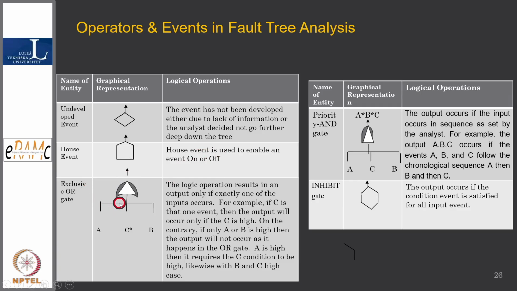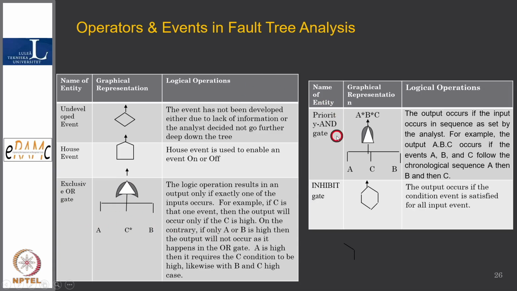Exclusive OR gate. It is nothing but an OR gate, but it has one special component which changes the logic operation. The logic operation results in output only if one of the inputs occurs. Unless this identified input occurs, the output of the fault tree will not occur. This is the exclusive OR gate.